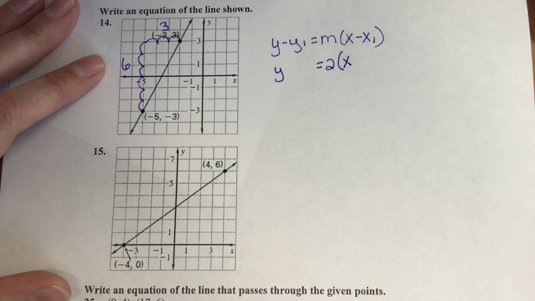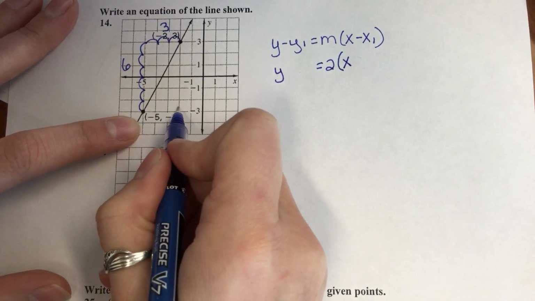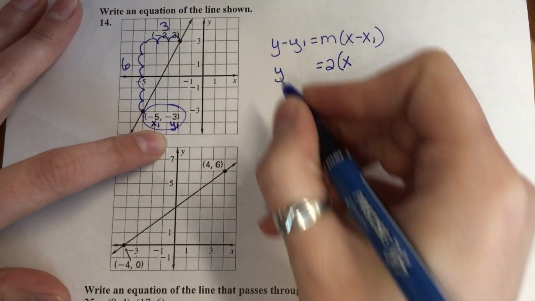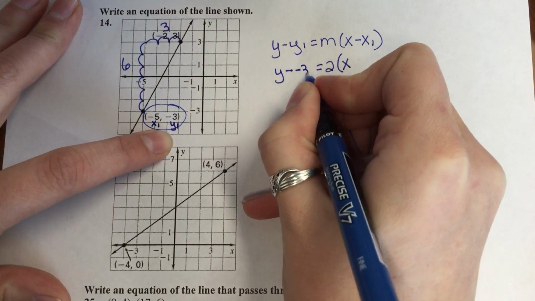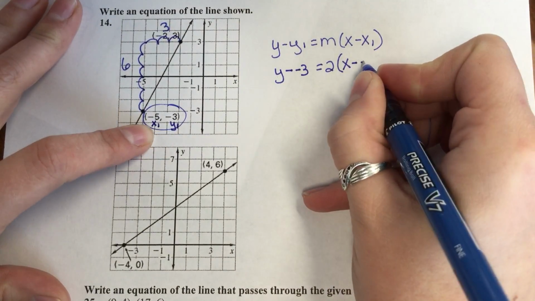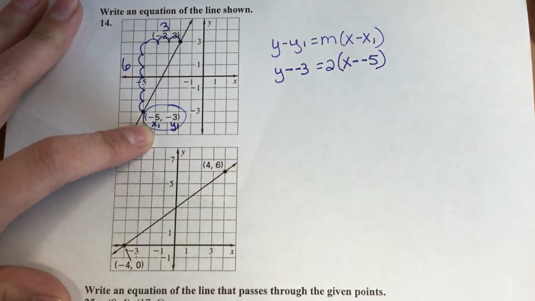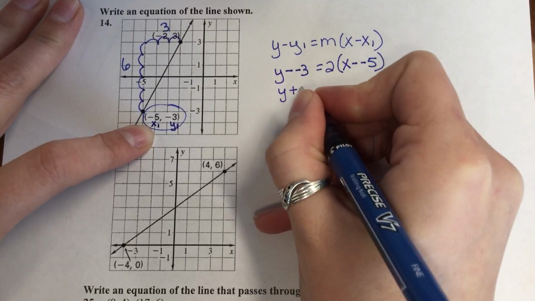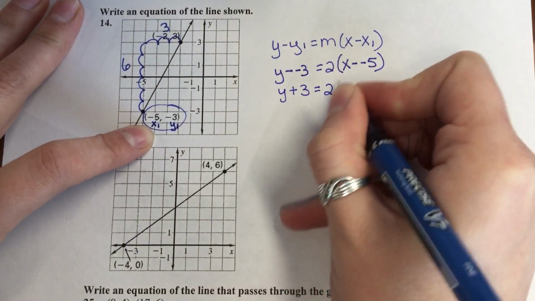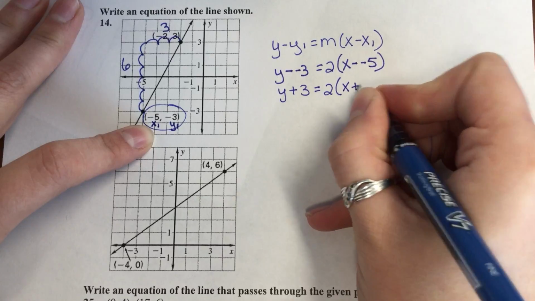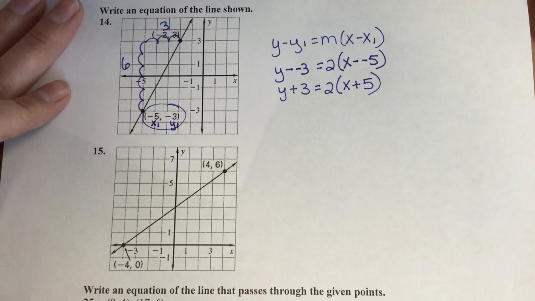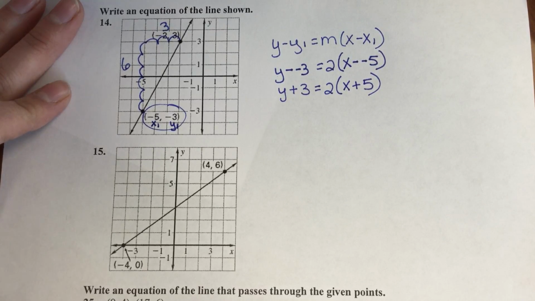Okay, now we need y1. So I'm going to use these points, x1, y1, minus negative 3, minus negative 5. Careful that the minus is part of the equation, but we simplify that minus a negative to be adding 3. And we simplify that to be adding 5. Okay, do this one. Pause the video and do that problem.